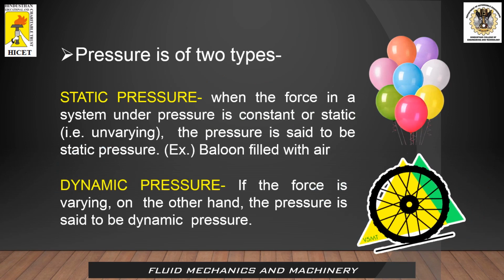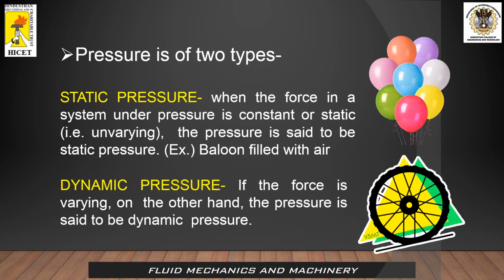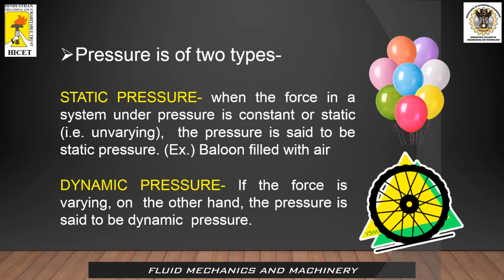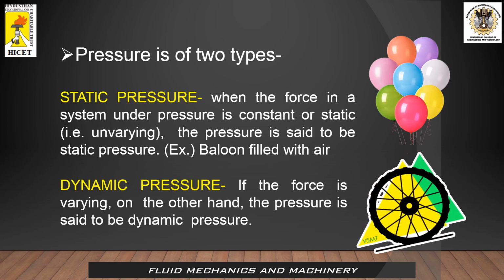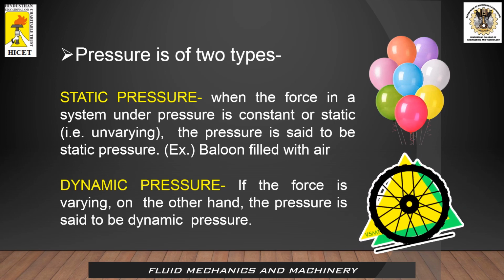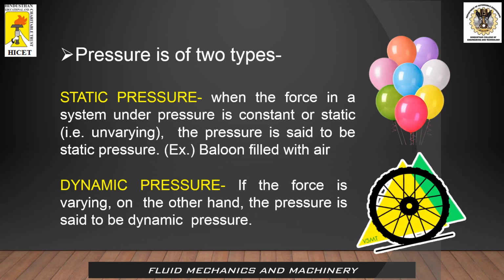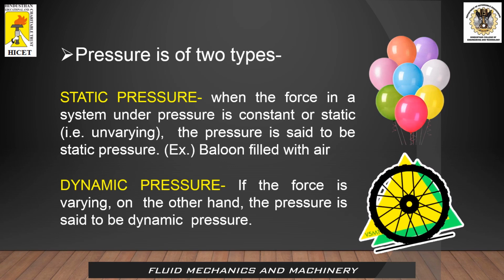Pressure is of two different types. One is static pressure, whereas the other one is dynamic pressure. Static pressure is when the system is under pressure and the pressure is constant and not varying. Balloons filled with air are a very good example of a static pressure condition.